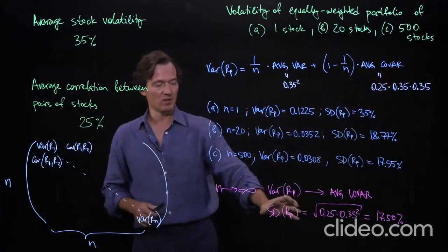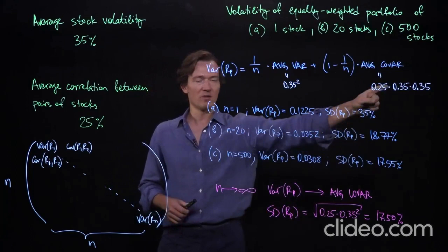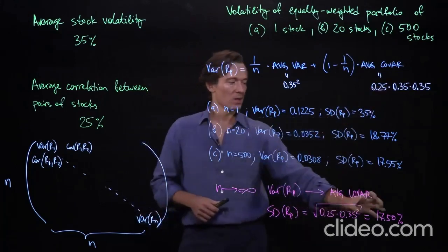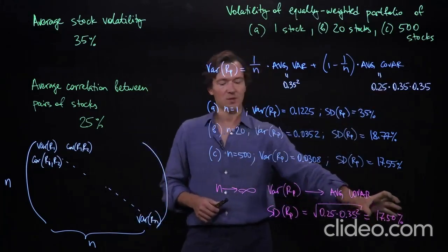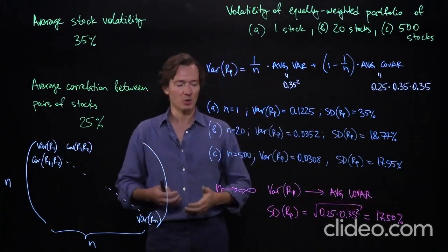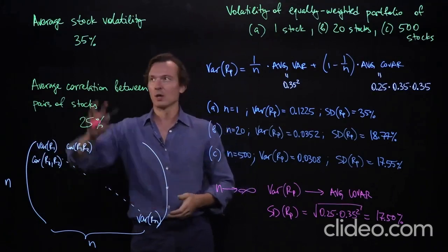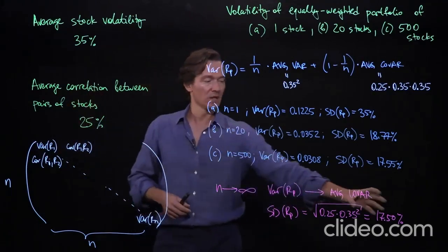And therefore, the standard deviation of the portfolio that has infinitely many stocks would be the square root of the average covariance, which would be 17.5%. So as we're combining infinitely many stocks, the absolute minimum volatility of our portfolio that we can achieve in this particular economy is 17.5%.